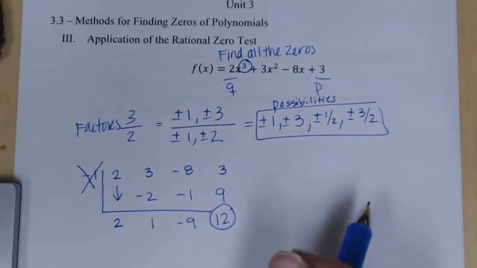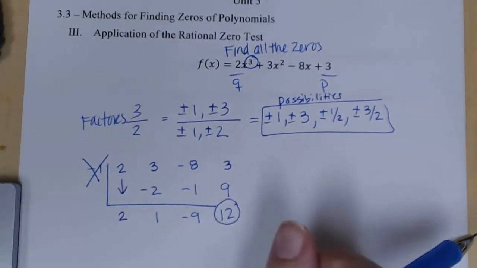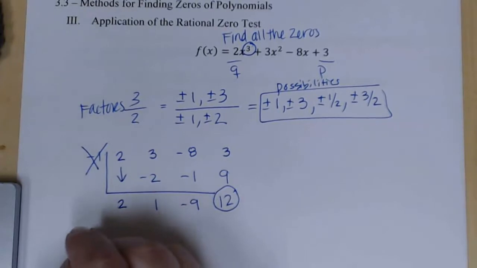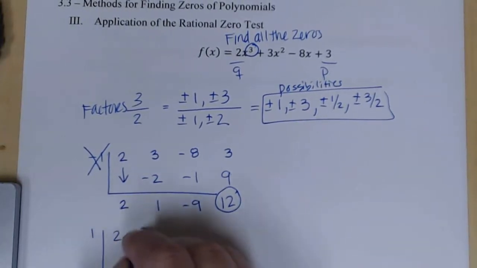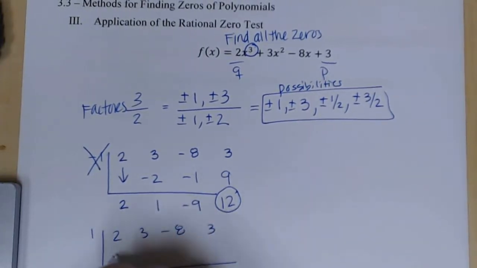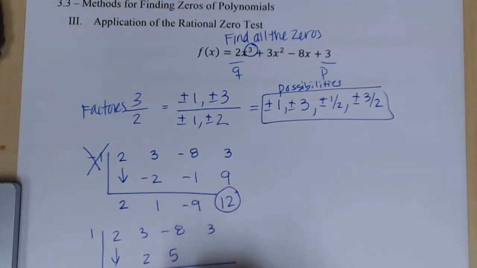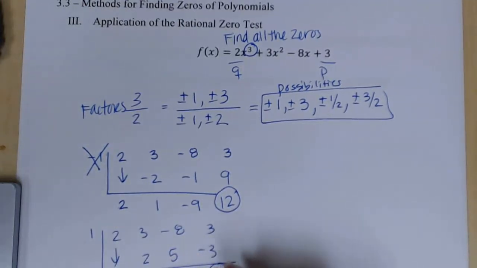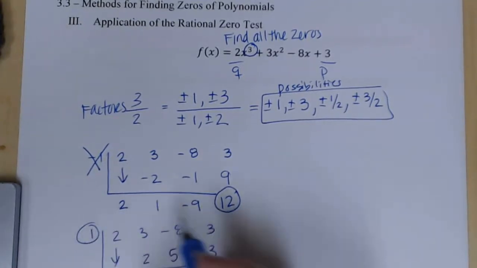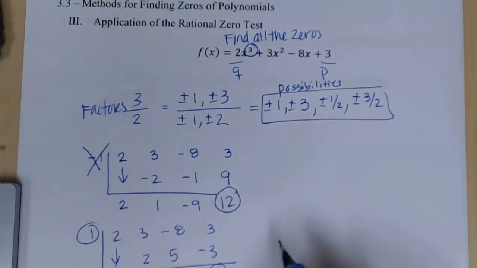So -1 is not going to work. But doing synthetic, you can see I funneled through that possibility quickly, so I'm just going to try another one. Let's try +1. Again, using the same coefficients. So I'm going to do synthetic pretty quickly here. Bring down the 2, multiply, add, multiply, add, multiply, add. Getting a 0 here means that this is a 0 of this function, so I found one of them.